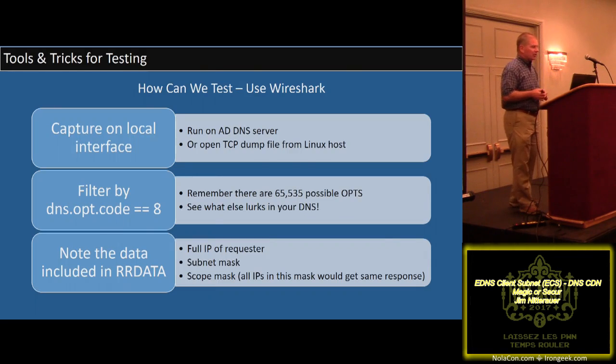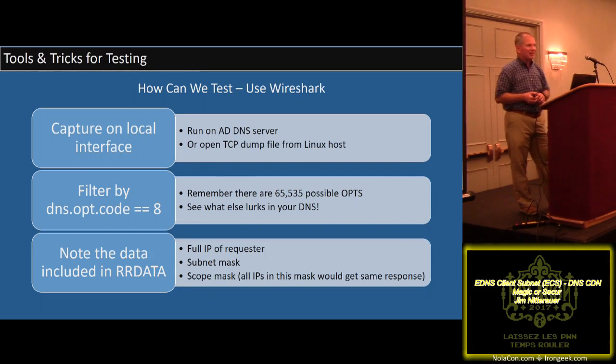We can also use Wireshark. We can capture traffic on a local interface or do a TCP dump. What will happen then is we can take that and filter it using some of the filters that are in Wireshark. The biggest filter is the DNS option code and the double equals. You can either leave the double equals and the number off and get all of the DNS packets that have option codes in them, or you can search by the number anywhere from 1 through 65535 and see what's out there. So it's a fun little game.